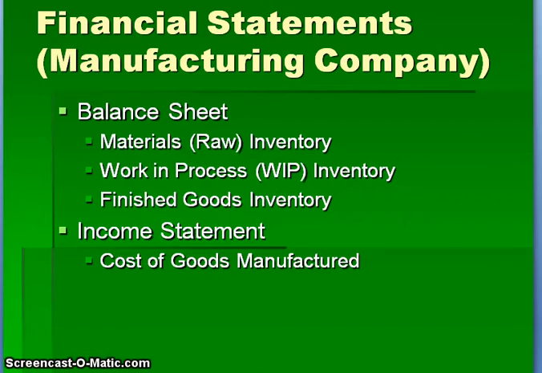If you reach way back in your memory, you might remember it's sales minus cost of goods manufactured gives you gross profit. That's the beginning of any income statement. So when a product moves out of finished goods inventory, when it gets sold, it shows up on the income statement as cost of goods manufactured.